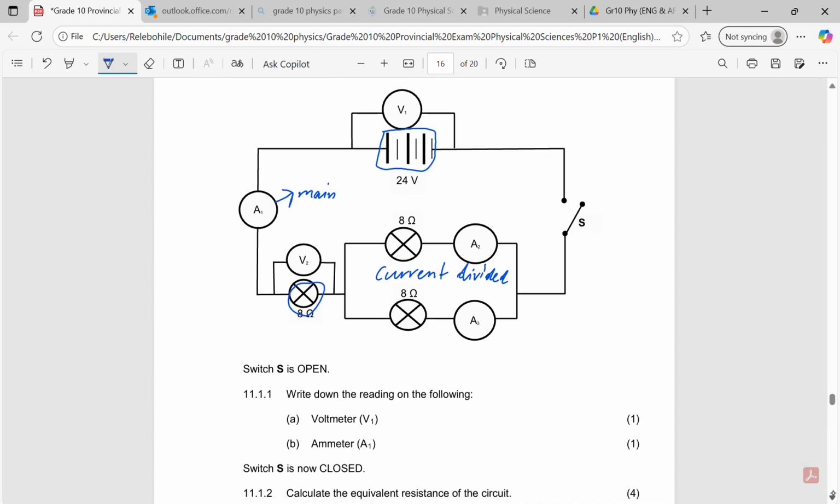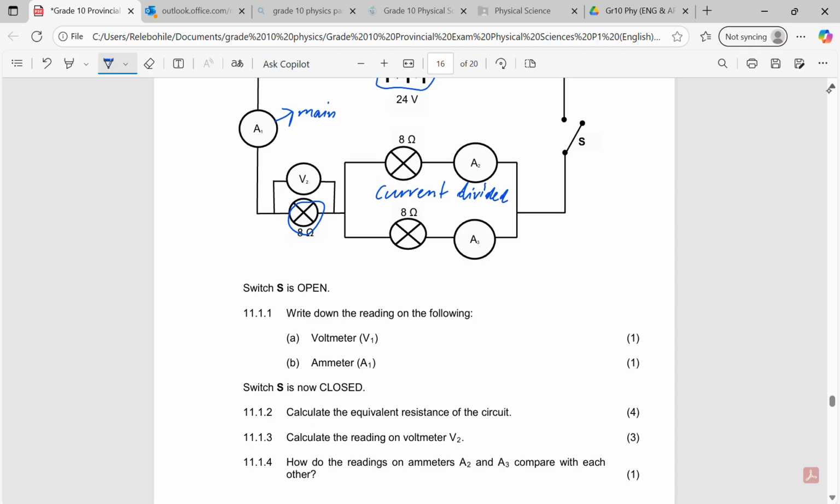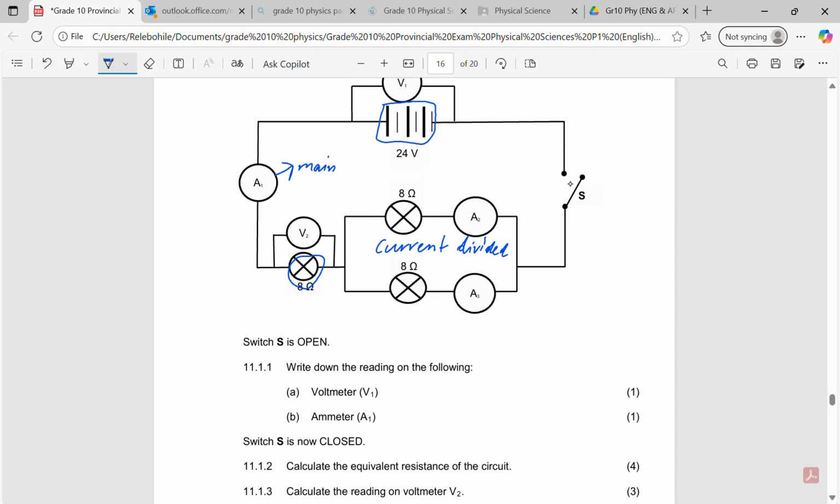Now let's get into our questions. They tell us that switch S is open, and then we have to write down the reading on the following. Firstly, voltmeter V1. Remember what I've just said in terms of the switch being open. If the switch is open, it means that this voltage will not change. It will remain the same because it's not being distributed yet. Until we close the switch, it's not going to be distributed. So here our answer will be 24 volts.